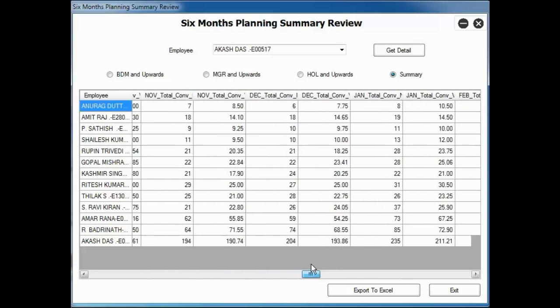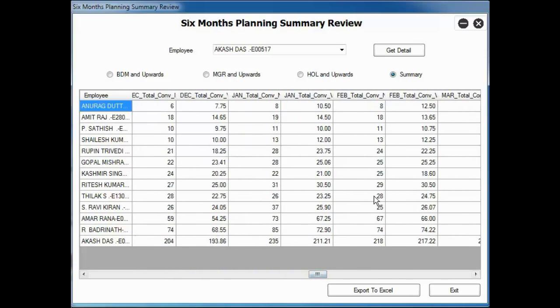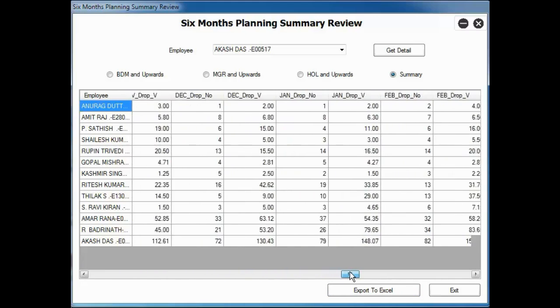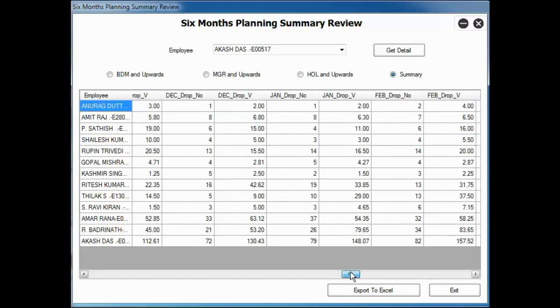forth. So total conversions. I always have the opportunity to export all this data into Excel and maybe hide certain fields to be able to see some of the fields to make it a printable form. So let's look at this. Drop numbers are all there. This is basically a summary of all the people, of all the data that you have seen. However, it is only for HOLs and above.